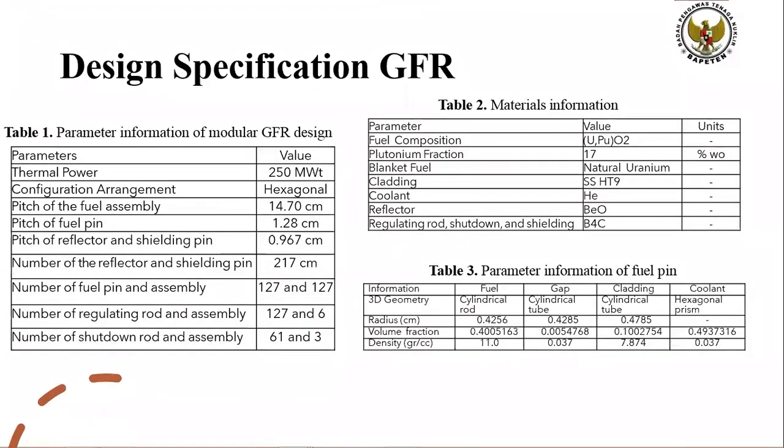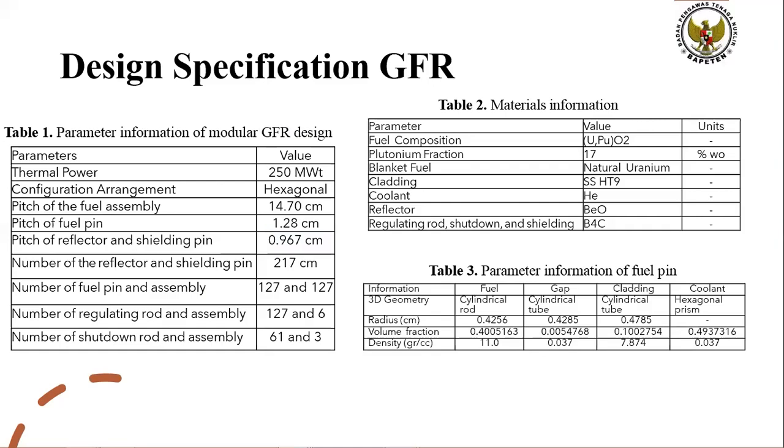Design specification of gas-cooled fast reactor. Table 1 shows the parameter information of modular gas-cooled fast reactor design. The reactor design provides thermal power of about 250 megawatt thermal and hexagonal lattice configuration, with 127 hexagonal lattices for fuel assembly and fuel rod.